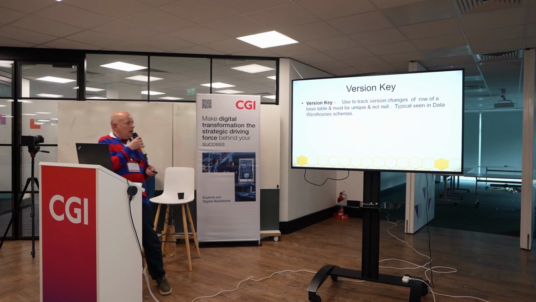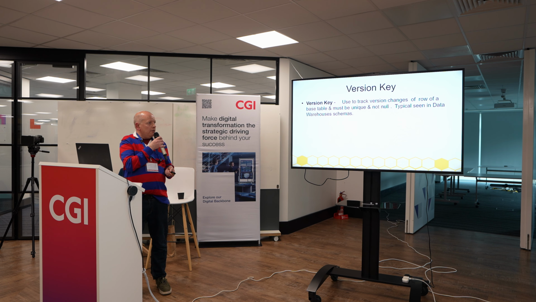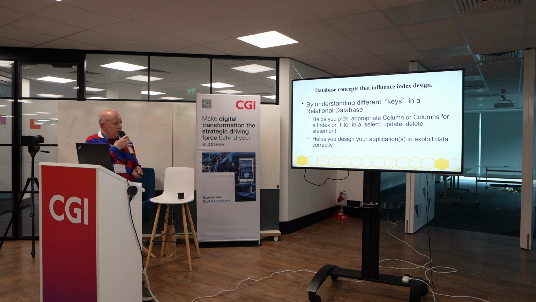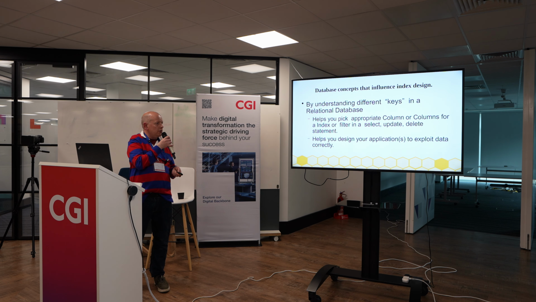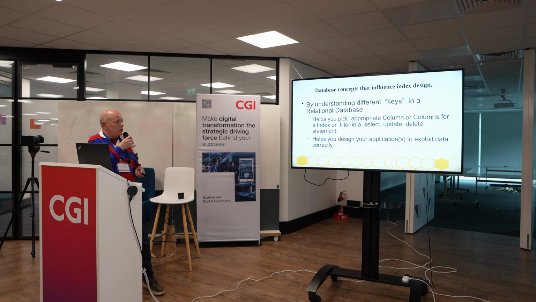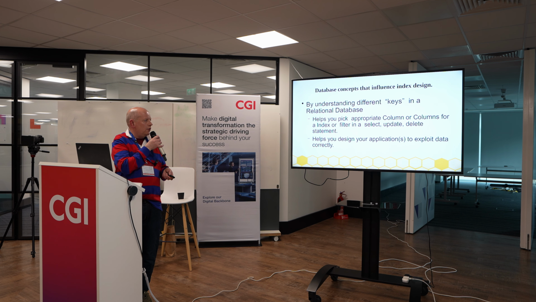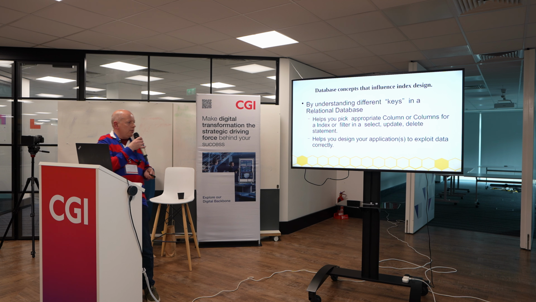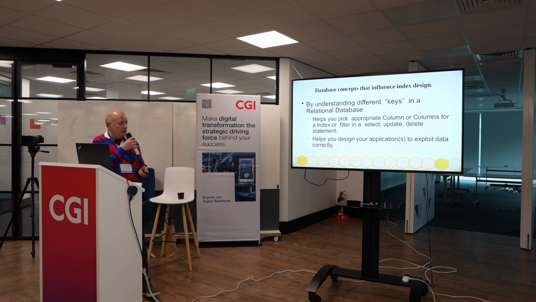A version key is used to track version changes of a row or base table and must be unique and not null, typically seen in data warehouse schemas. Understanding the different keys in a relational database helps you pick appropriate columns for an index or filter in a select, update, or delete statement. It helps you design your applications to exploit data correctly.